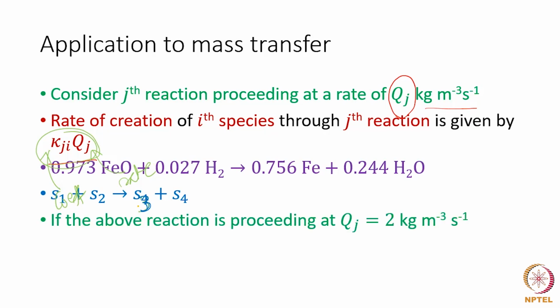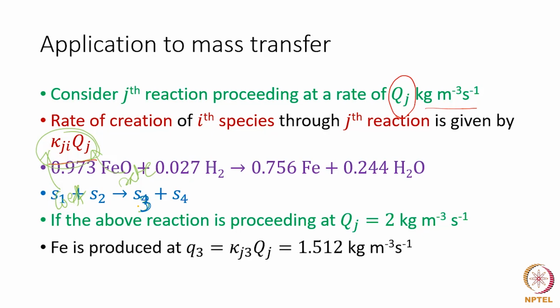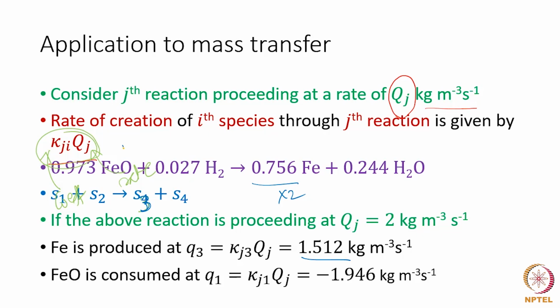In this reaction, let us say the reaction is proceeding at Qj equal to 2 kilograms per unit volume per unit time. Then it means that the iron is produced, namely this into 2, so that comes to 1.512 kg per meter cube per second, and FeO is consumed, this into 2, that comes to minus 1.946 kilograms per meter cube per second, which means that we can actually use these expressions to arrive at what rate the species are being produced, which is plus sign, and consumed, which is minus sign.